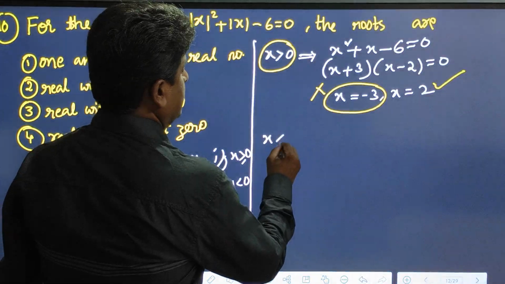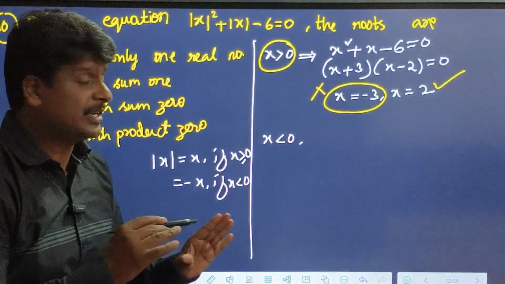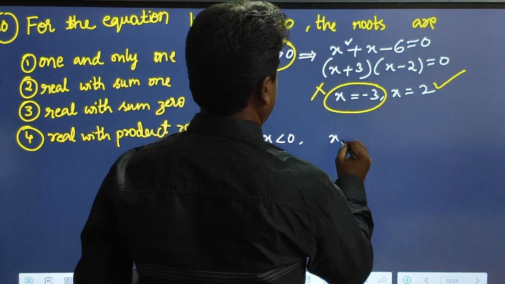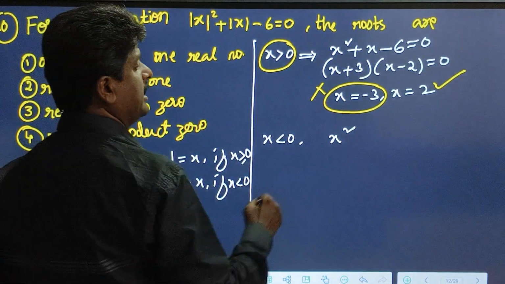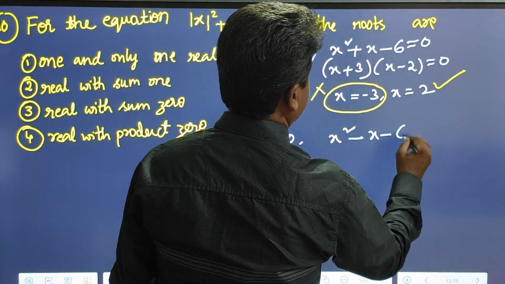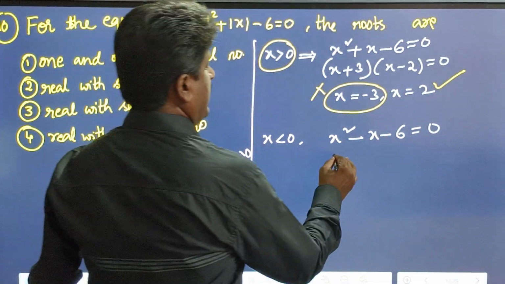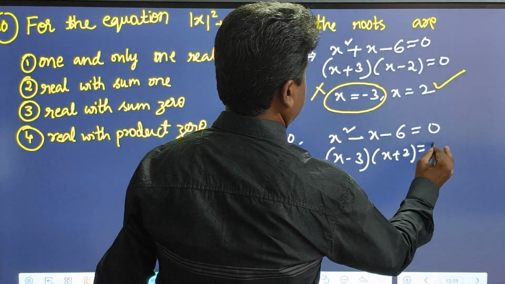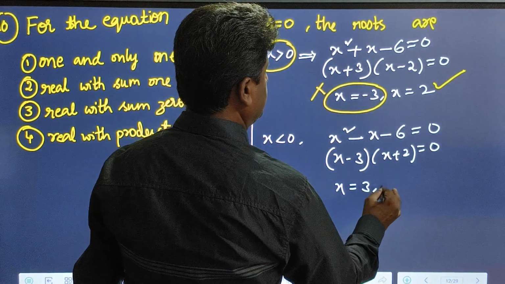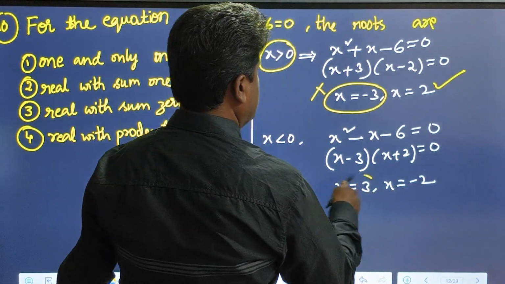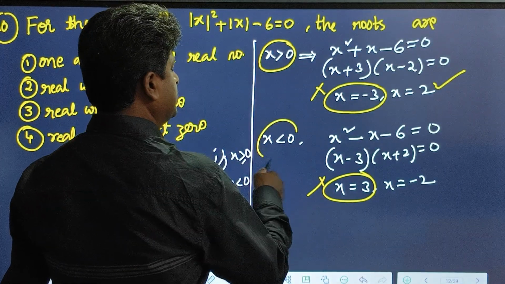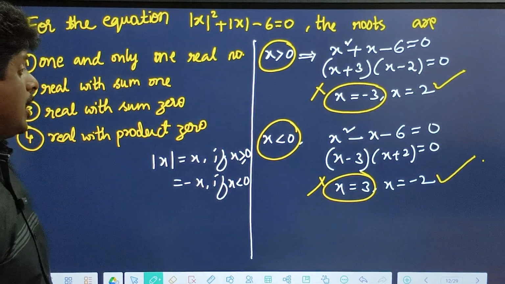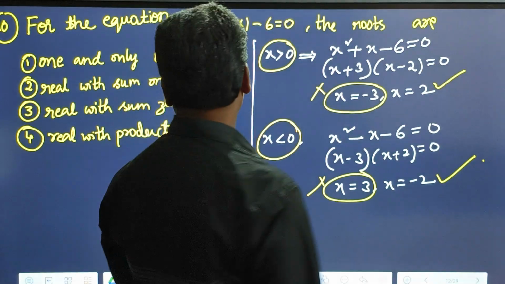Go to the next case, x less than 0, mod x will come out as minus x. However, mod x square will be x square. But the second term mod x is minus x, minus 6 equals 0. Factorization: (x minus 3) into (x plus 2) equals 0. So x equals 3, x equals minus 2. X equals 3 is ruled out because of this reason. So this is correct. Now let us observe the options.